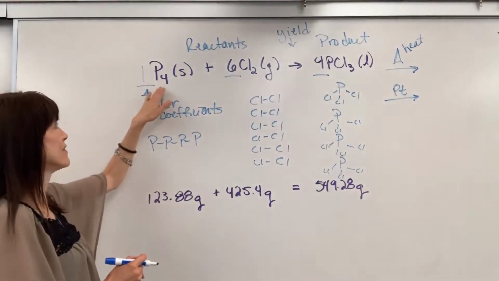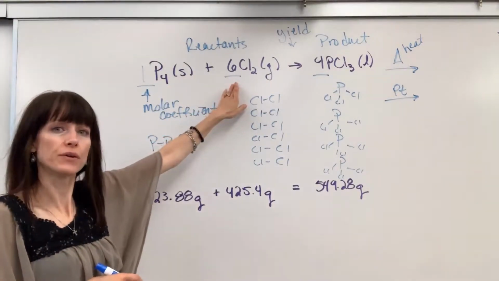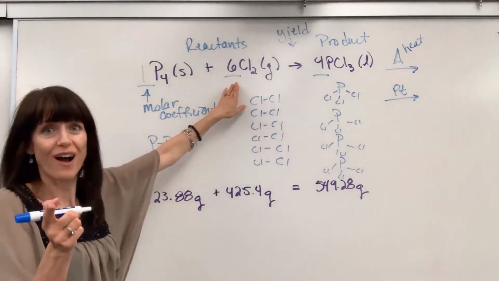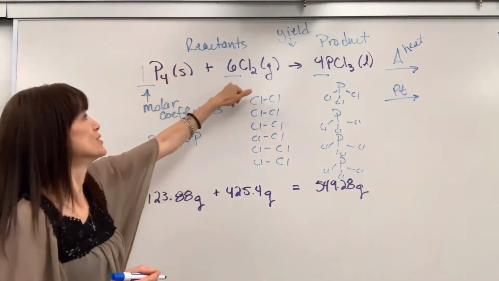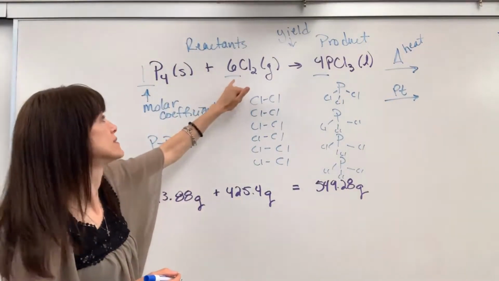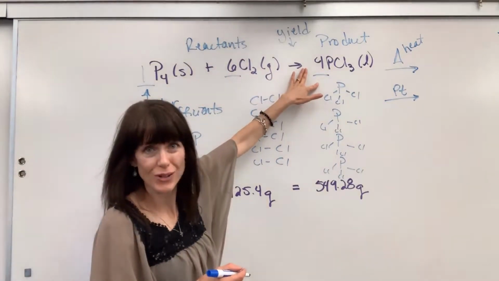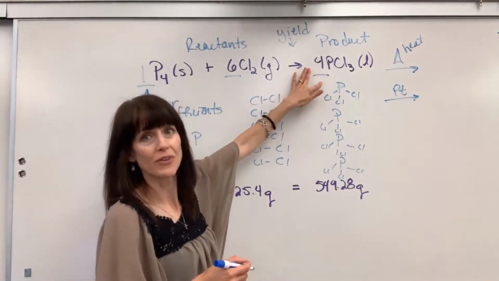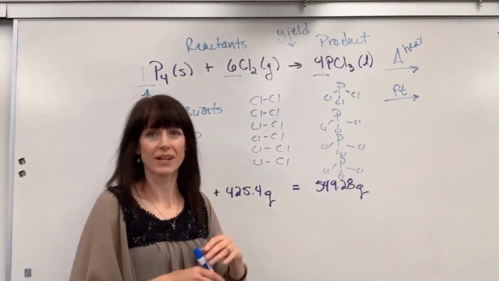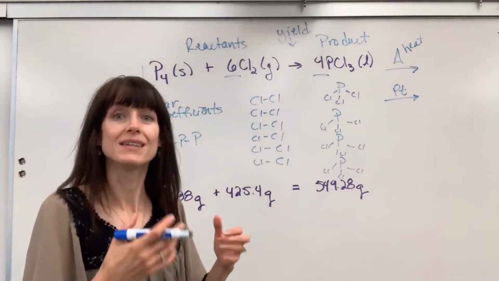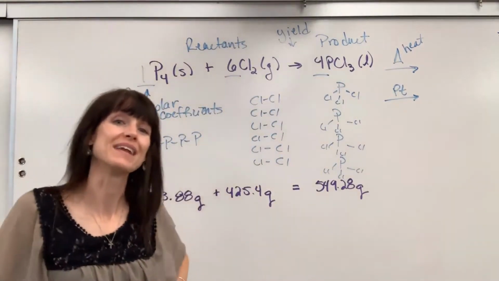If I had 12 phosphorus, how many chlorine gas molecules would I need? You just saw it. I multiplied this 1 by 12. I have 12 phosphorus, so it's just 6 times 12. We'd have 72 of the chlorine gas, and it would produce how many phosphorus trichloride? 4 times 12. It would produce 48. It would be 12, 72, 48. Notice this is a ratio. These are ratios.